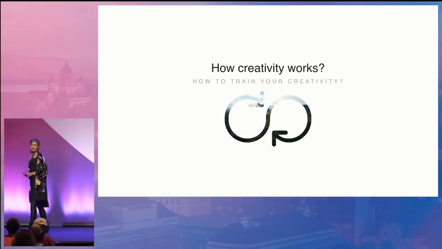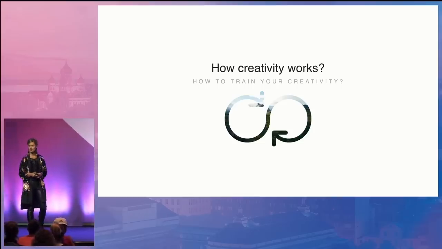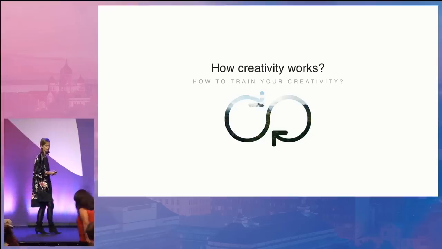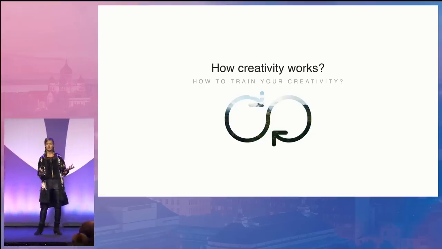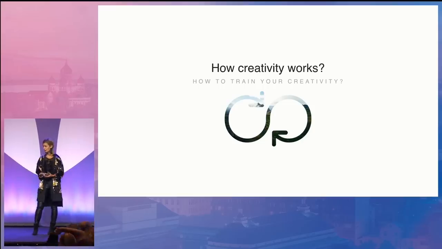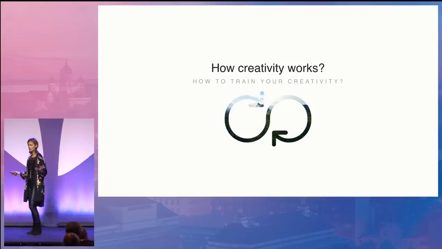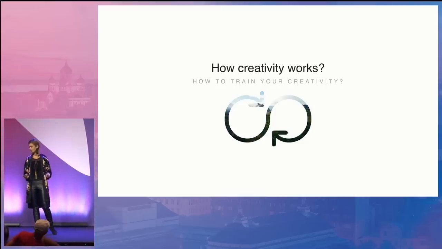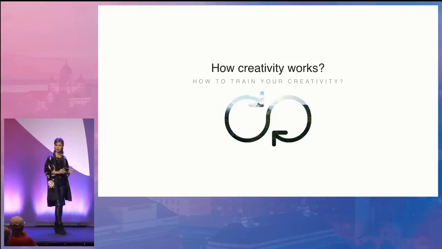Pretty fun, right? So creativity works in a very simple way, like anything else. To train creativity, you actually don't train creativity, like you don't train happiness. If you want to access happiness, you will train your gratitude, you will train compassion. You will put it into different sections, right?